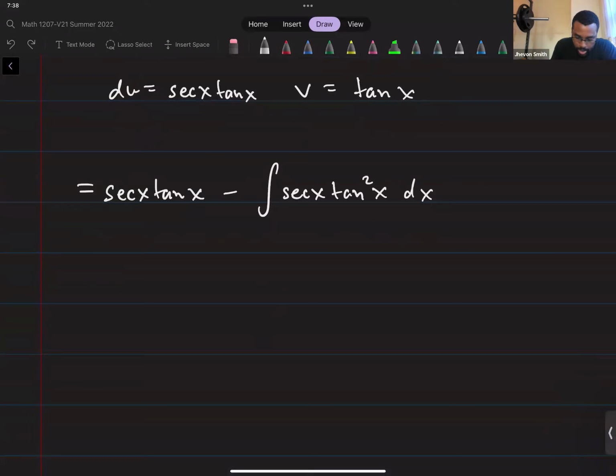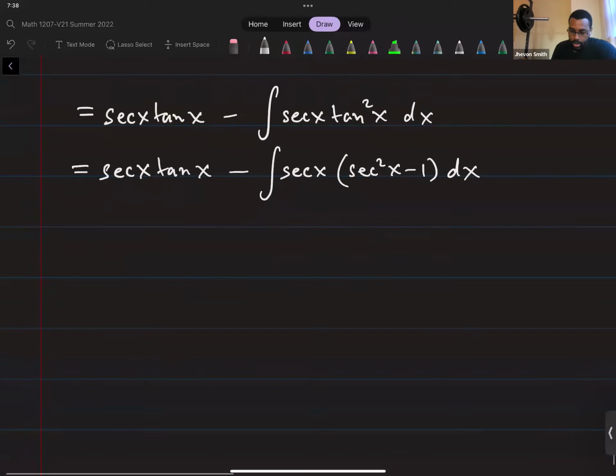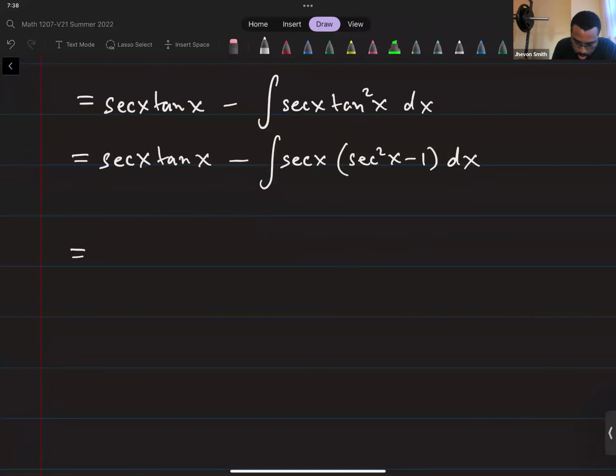So I'll tell you the way we would go here. I would actually change this tangent to a secant squared minus 1. Now I do understand that we did a similar maneuver earlier and it didn't work out in our favor, but here it actually will, because the issue that happened last time is not going to happen this time. And I don't know if you noticed that.